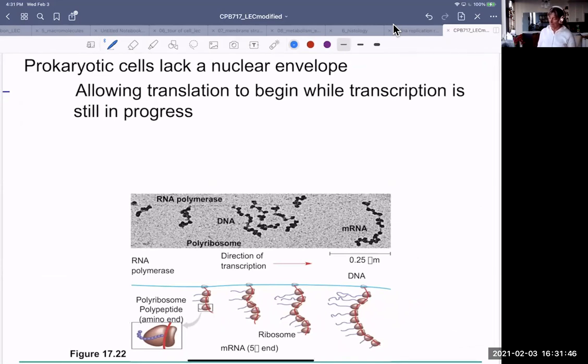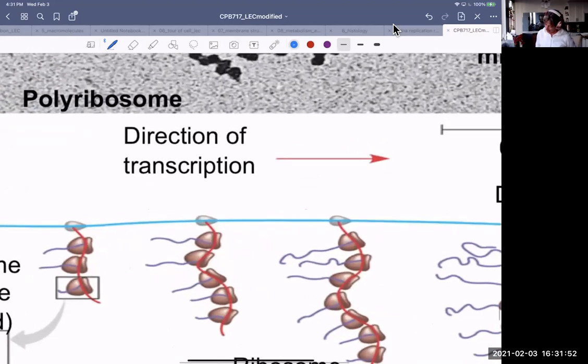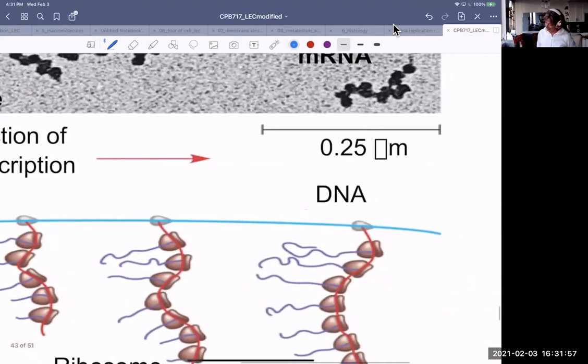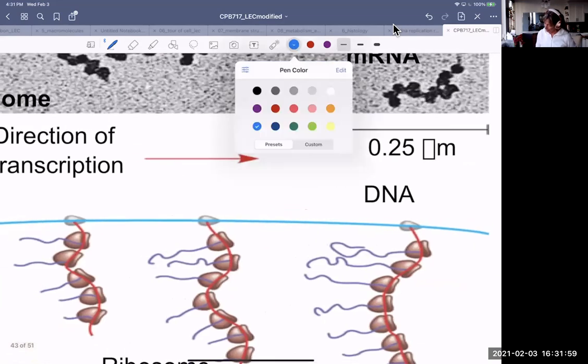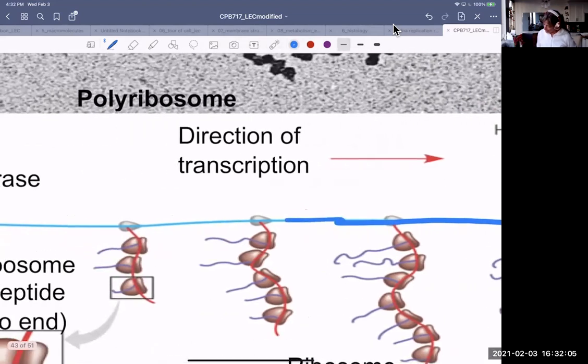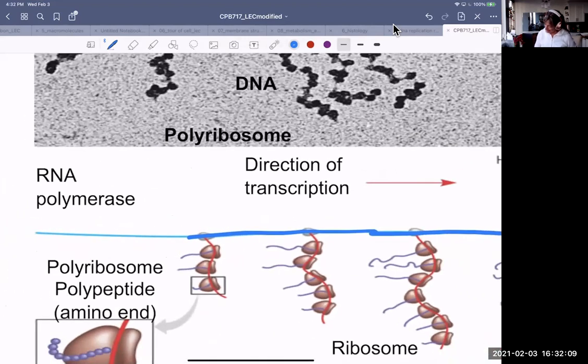So what happens is, here is your DNA in blue. That's your DNA. And all along this strand of DNA, there are RNA polymerases.